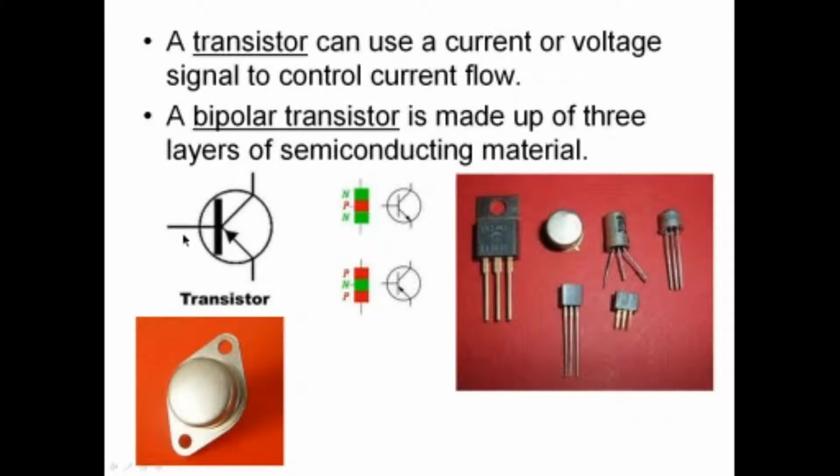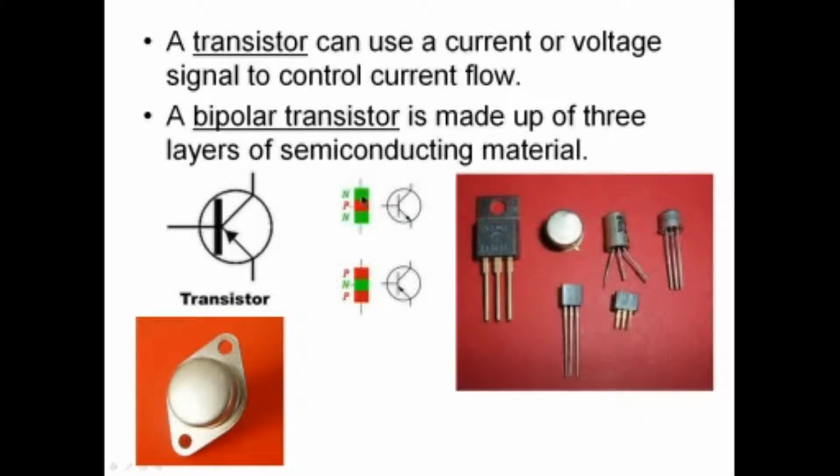And depending on what kind of a voltage you have here, you can either block current from flowing, or you can allow a little bit of current to flow, or you can allow a full amount of the current that you have available to flow through your transistor. Okay? A bipolar transistor is made up of 3 layers of semiconducting material.